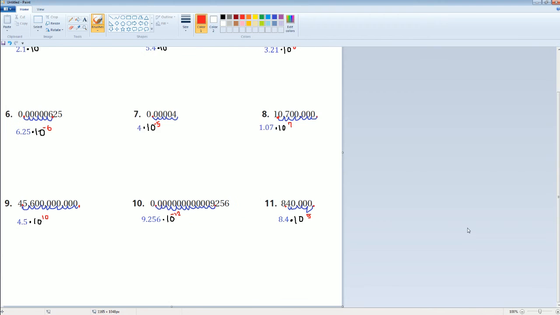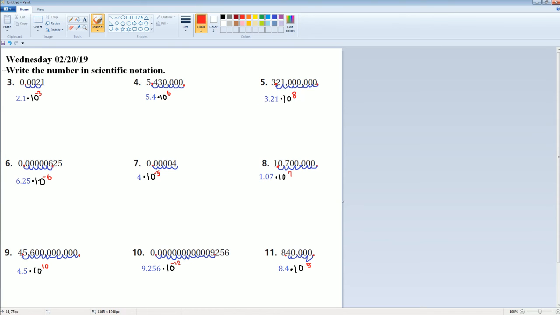Not negative, positive. Right, notice: small number, negative power; big number, positive. Sorry, this was negative, 10 was negative, okay? 11 was positive. Good? Okay, there you go. Those are all your homework solutions for Wednesday, February 20th for week 25.